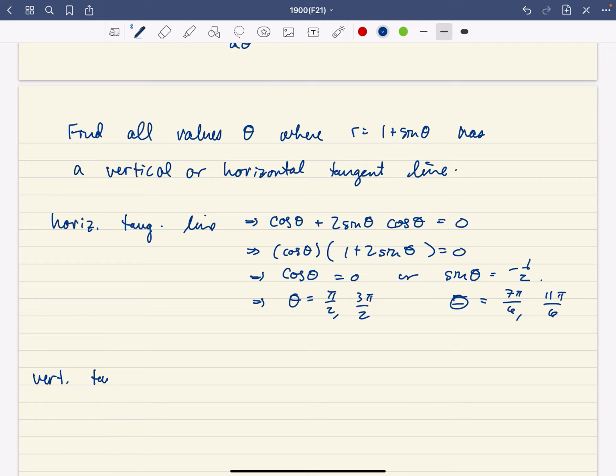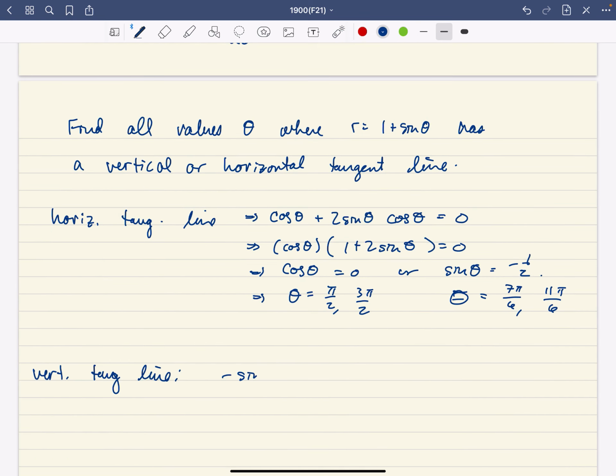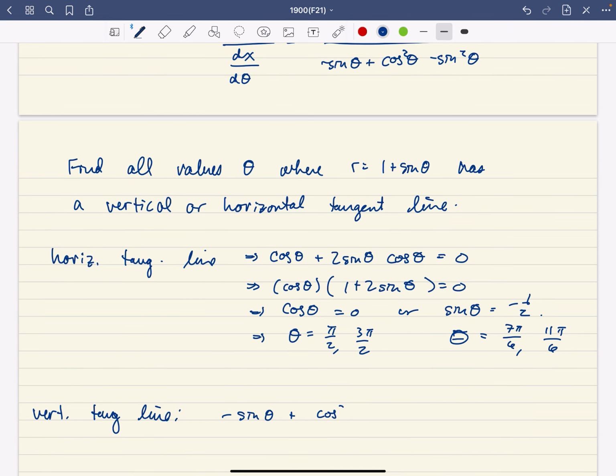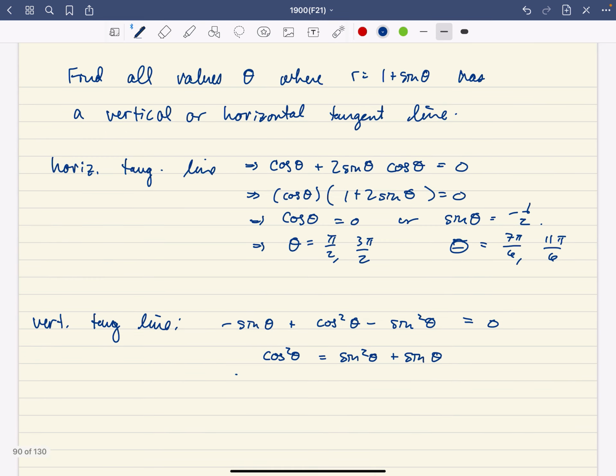A vertical tangent line is going to happen when the derivative of our denominator is 0. So that's going to happen when negative sine theta plus cosine squared theta minus sine squared theta is 0. And so let's see, how could we do this? One way is I'm going to add the sine terms over. So we get cosine squared is equal to sine squared plus sine. And then we can change cosine squared to be 1 minus sine squared. So that's going to happen when 1 minus sine squared is equal to sine squared plus sine theta.